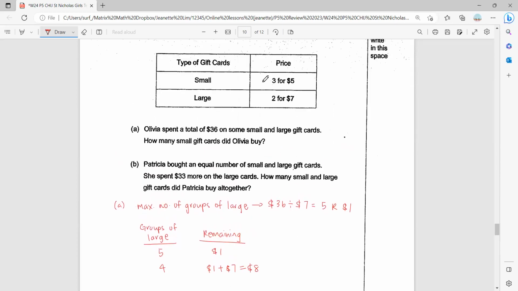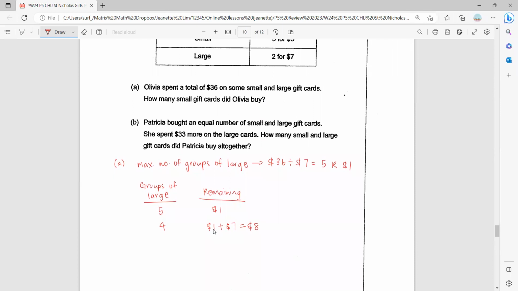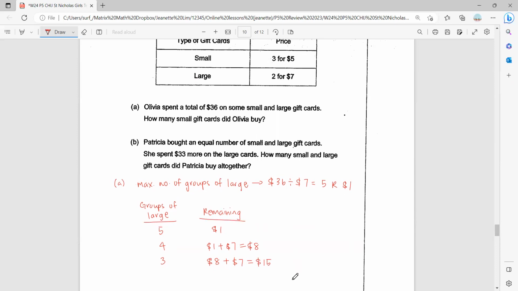With $8, I cannot get small gift cards exactly with no remainder. So no, this is not it. What I'm trying to do is find the remainder as a multiple of $5. So I keep going. Now the number of large will decrease again by 1. So this $8 remainder, I will add another 7. Now I get $15. And yes, I can buy the small gift cards now without any leftover money, because this is a multiple of 5. So the first one cannot, second cannot, third one, yes.